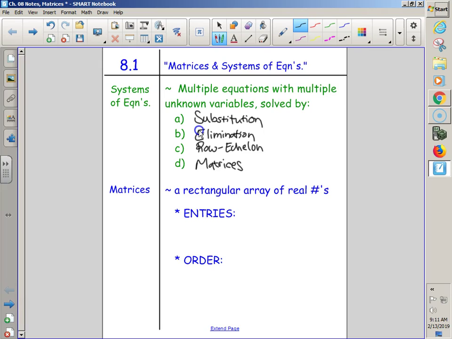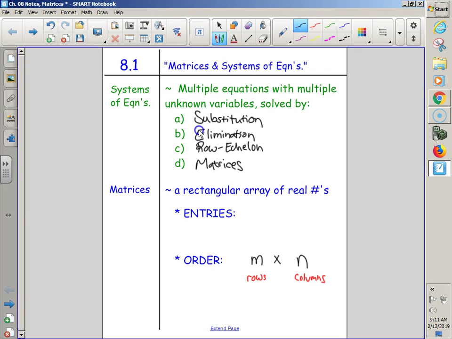Matrices are a rectangular array of real numbers. Order. We could say the order is m by n. That's what we were just saying about what your calculator is asking as far as what size to make the matrix. The order of it is, in this example, 2 by 4, but the first number stands for how many rows, and the second number stands for how many columns.